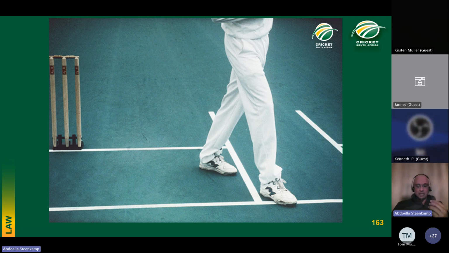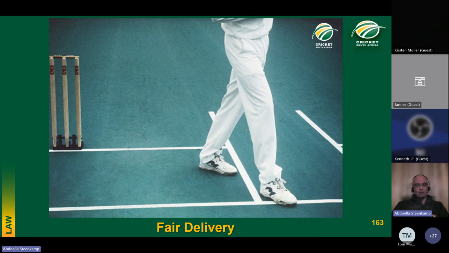Let's look at the back foot. Is there any part of the back foot touching the return crease? No. So in this instance, fair delivery. We're happy with both feet.